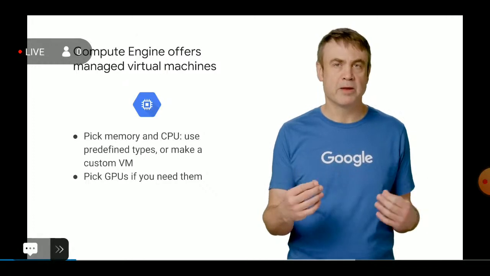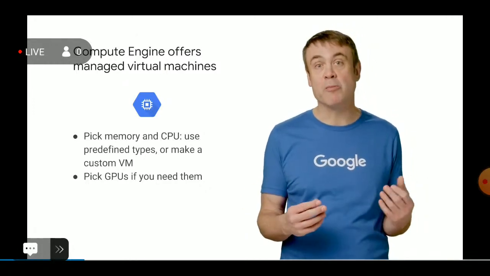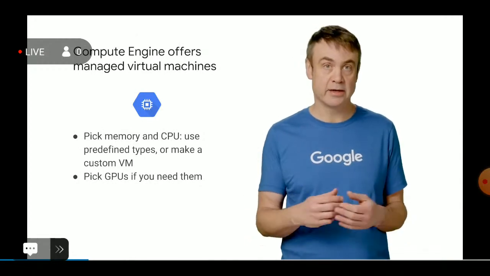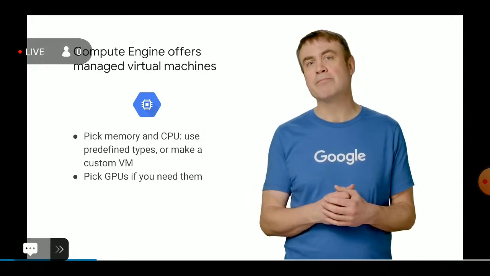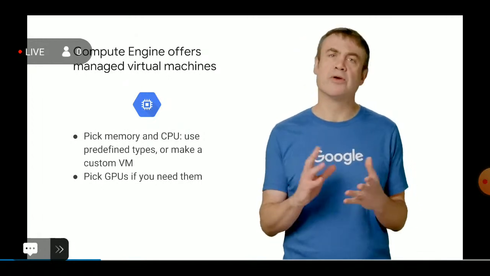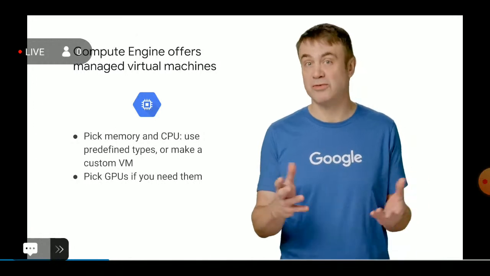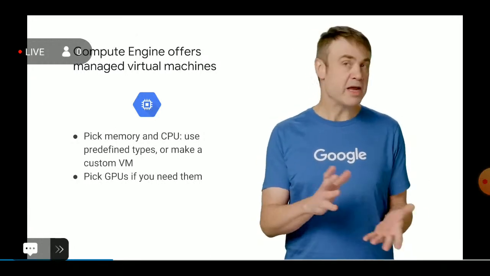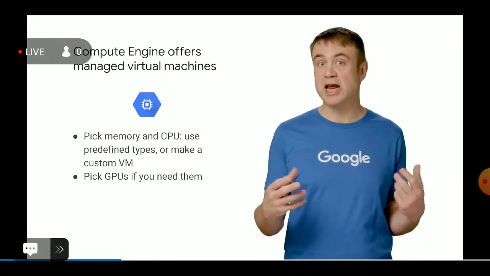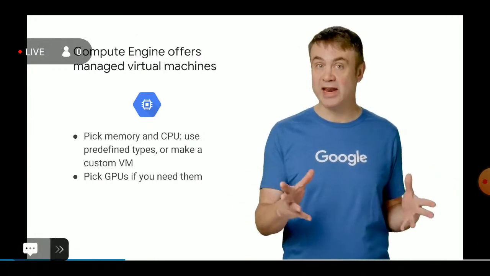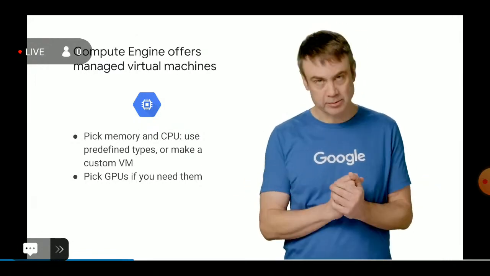When you create a VM, pick a machine type, which determines how much memory and how many virtual CPUs it has. These types range from very small to very large indeed. And if you can't find a predefined type that meets your needs perfectly, you can make a custom VM. Speaking of processing power, if you have workloads like machine learning and data processing that can take advantage of GPUs, many GCP zones have GPUs available for you.